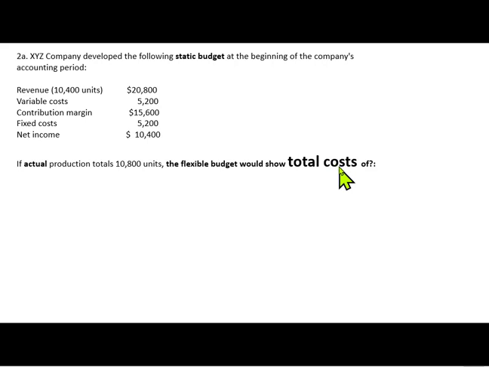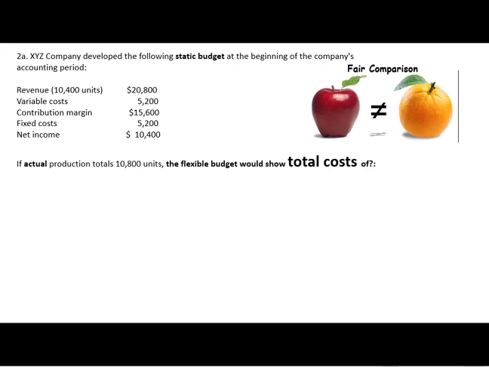This is an interesting question because they don't want to know net income. They want to know what total cost would be if you switch the volume to 10,800 units. So we don't want to compare apples to oranges. We want to have a fair comparison here. So if we start with what we had as a static budget, which is based on 10,400 units, our total cost would be two kinds.